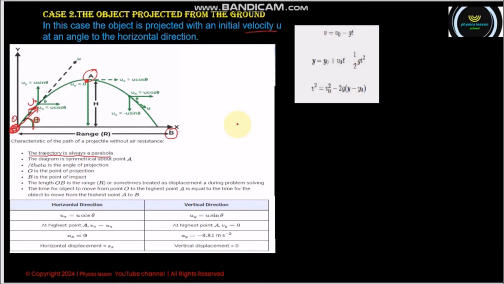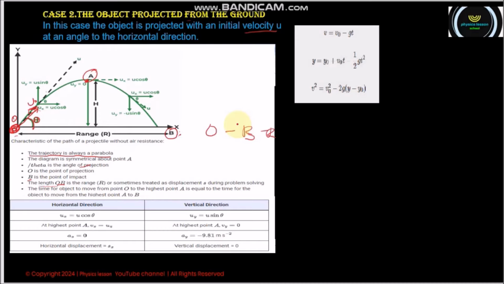O is the point of projection. B is the point of impact, this side. And the length OB is the range. From O to B is the range, okay? Sometimes it is also written as a displacement S, or displacement across the horizontal during problem solving.